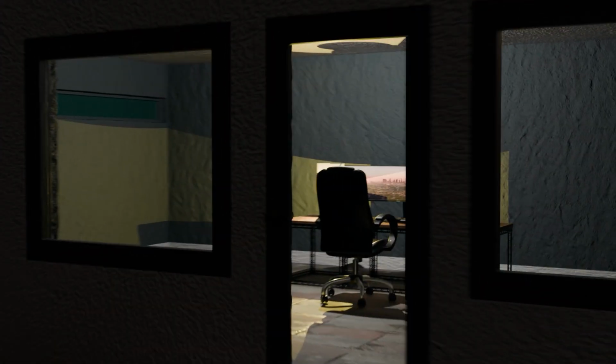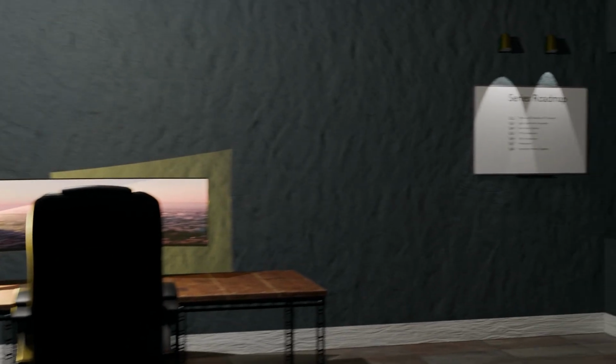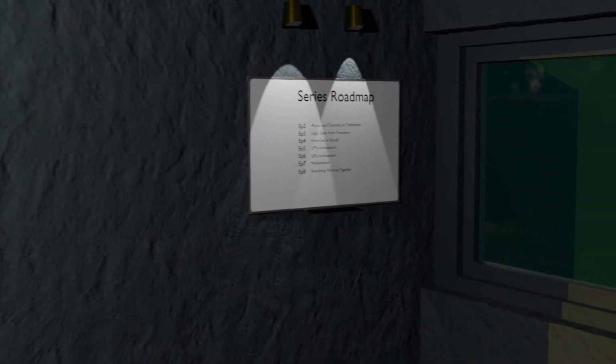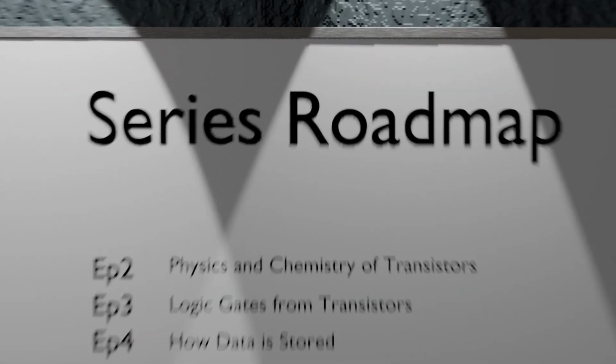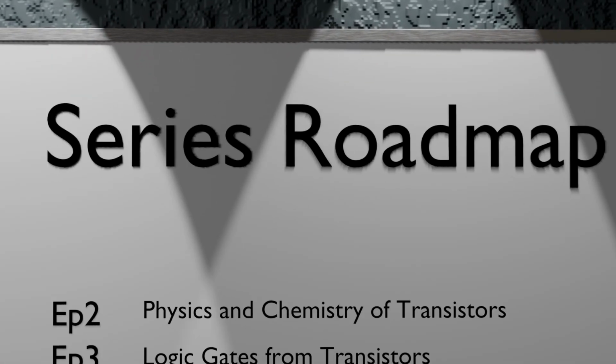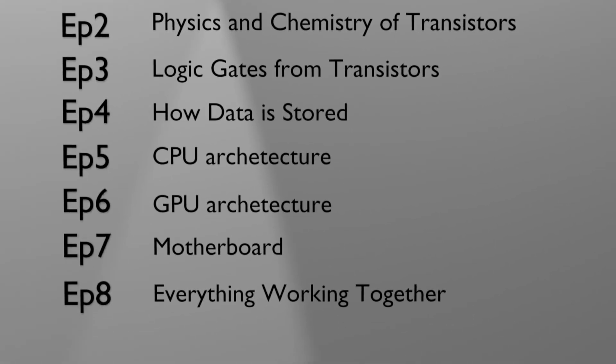In this series, we'll be making a computer from the ground up. This first episode was only for you to be familiar with the key topics about computers, but in the next few episodes, we will be making our own computer, starting from episode 2, Physics and Chemistry of Transistors. Then to episode 3, Logic Gates from Transistors. Then to episode 4, How Data is Stored.